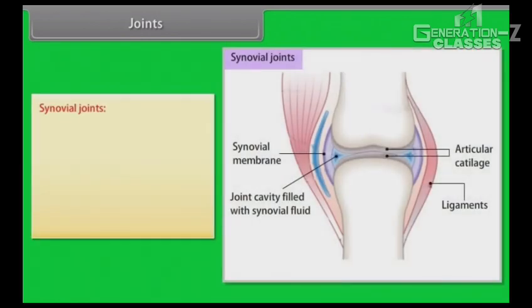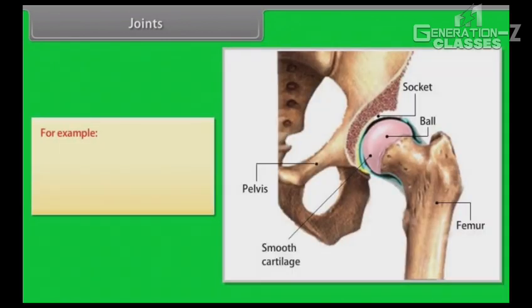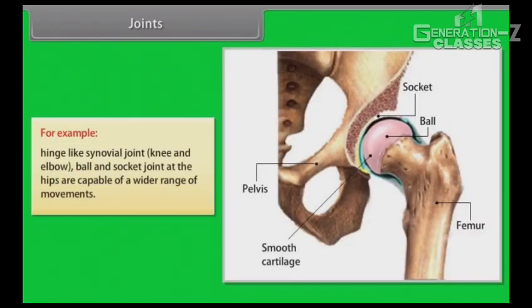Synovial joints. In these, adjoining bones are separated by a cavity. The articulating ends of the bones are covered with a cushiony layer of cartilage, and they are stabilized by ligaments. Synovial joints are built to allow movement. For example, hinge-like synovial joints such as the knee and elbow, and the ball and socket joint at the hips are capable of a wider range of movements.